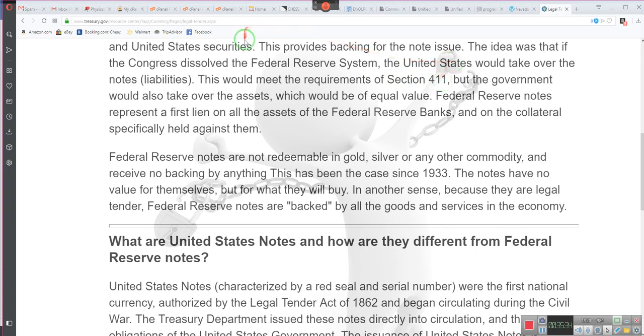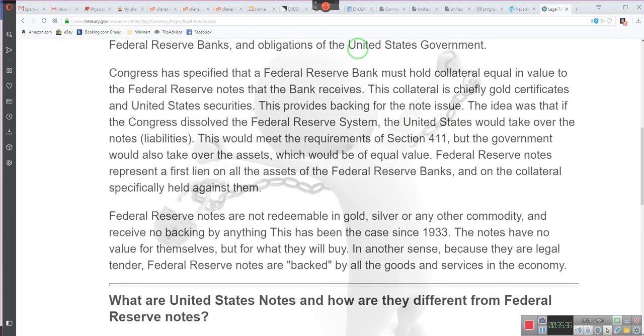Okay, pay attention. Let's show you how they're talking about exactly what we're doing. Congress has specified that a Federal Reserve Bank must hold collateral equal to the value of the Federal Reserve notes. So they have to be backed by collateral. Pay attention. But didn't they say the Federal Reserve notes are backed by nothing? Hold on. Congress has specified that Federal Reserve banks must hold collateral equal to the value of the Federal Reserve notes that the bank receives.